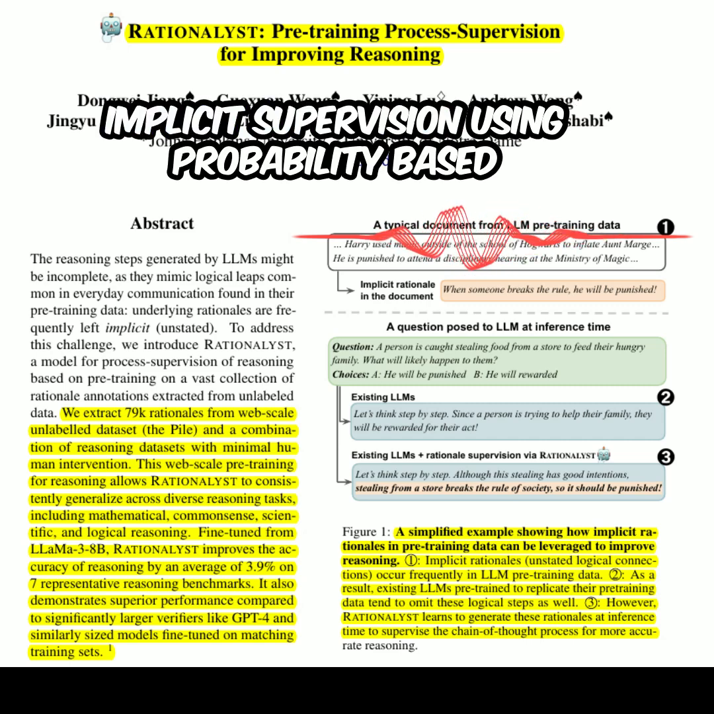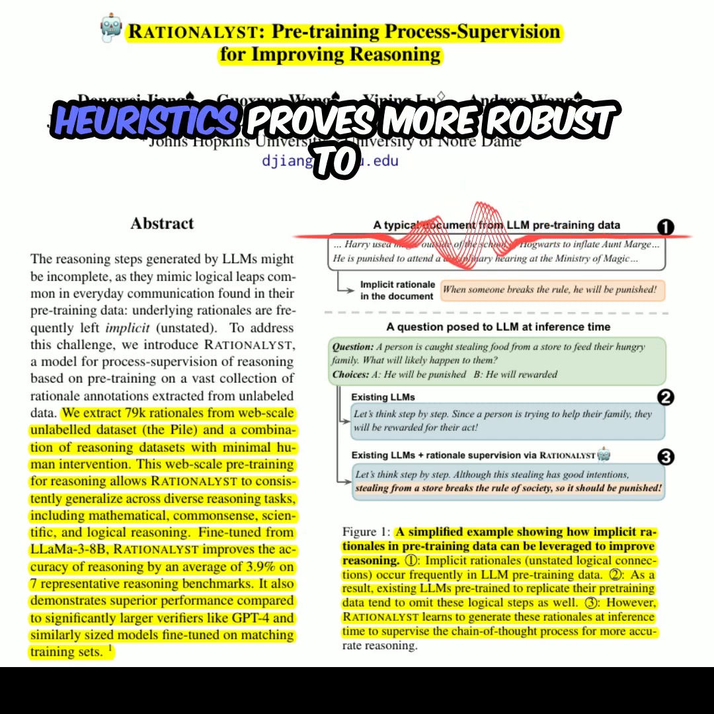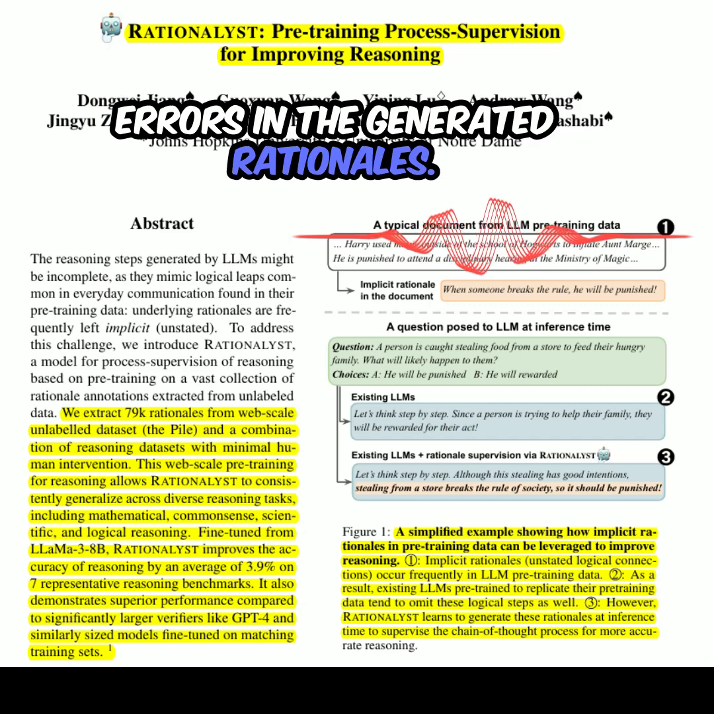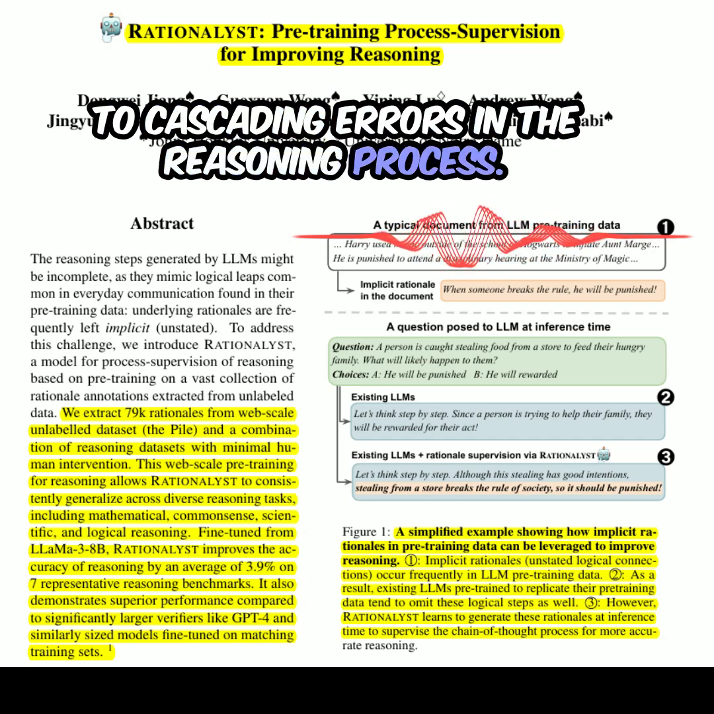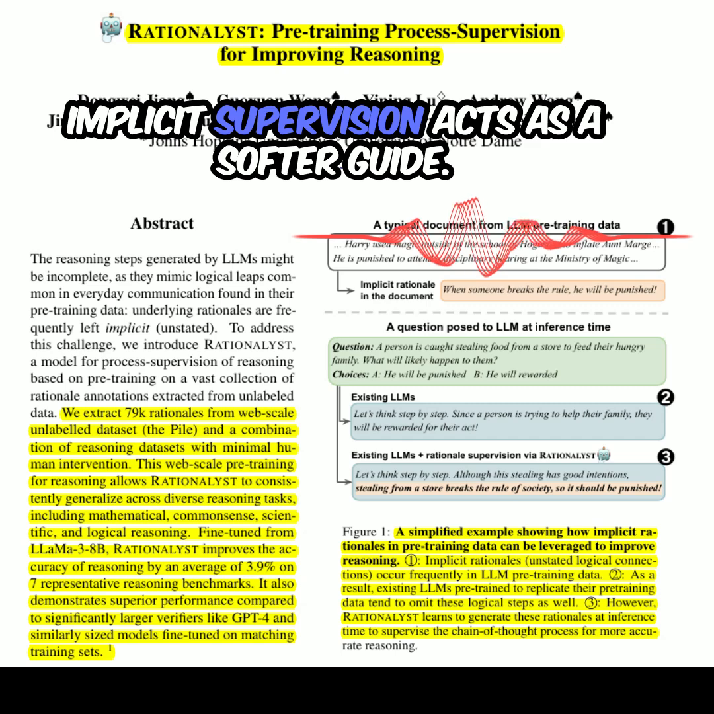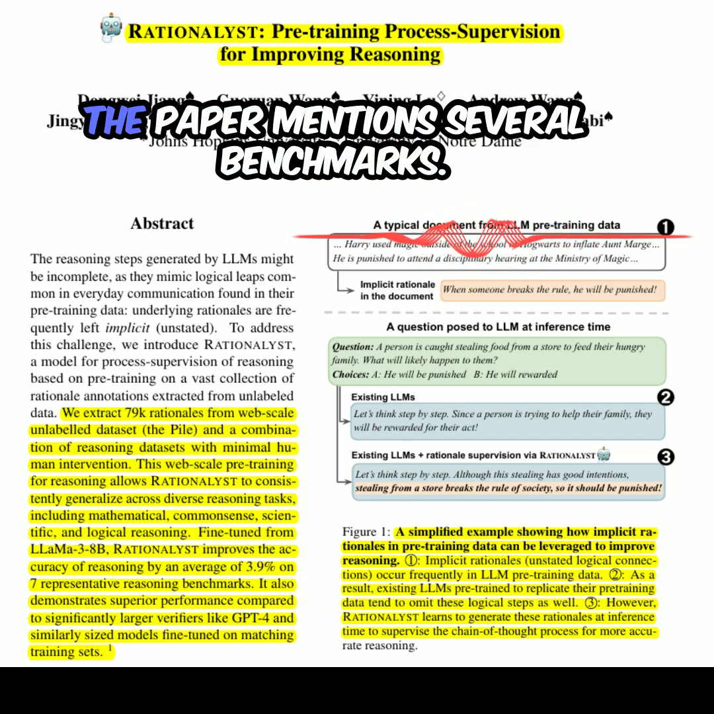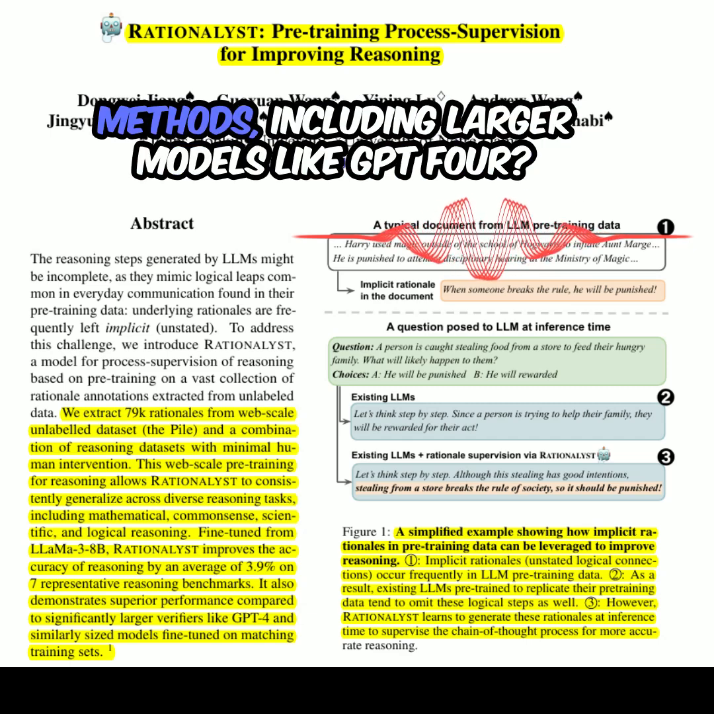Implicit supervision, using probability-based heuristics, proves more robust to errors in the generated rationales. Explicitly incorporating potentially flawed rationales can lead to cascading errors in the reasoning process. Implicit supervision acts as a softer guide. The paper mentions several benchmarks. How does Rationalist perform compared to other methods, including larger models like GPT-4?